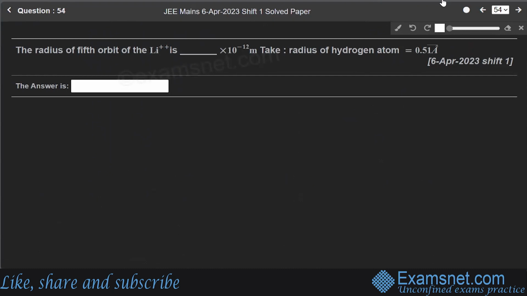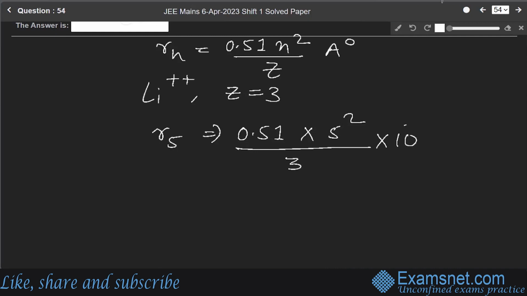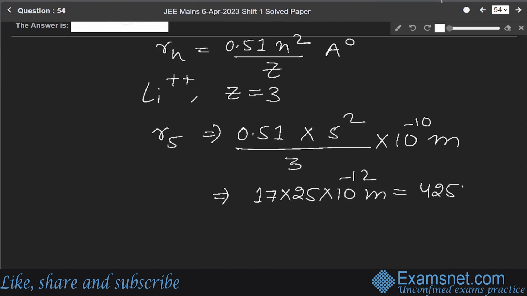The radius of fifth orbit of Li plus plus is dash into 10 to the power minus 12 meter. We have to find the radius of the fifth orbit of the Li plus plus. Since the radius R formula is given as 0.51 n square over z into a naught. So for Li plus plus, z will be equals to 3. So fifth orbit R5 will be equals to 0.51 into 5 square over 3 into 10 to the power minus 10 meter. This will be equals to 17 into 25 into 10 to the power minus 12 meter, which will be equals to 425 into 10 to the power minus 12 meter.